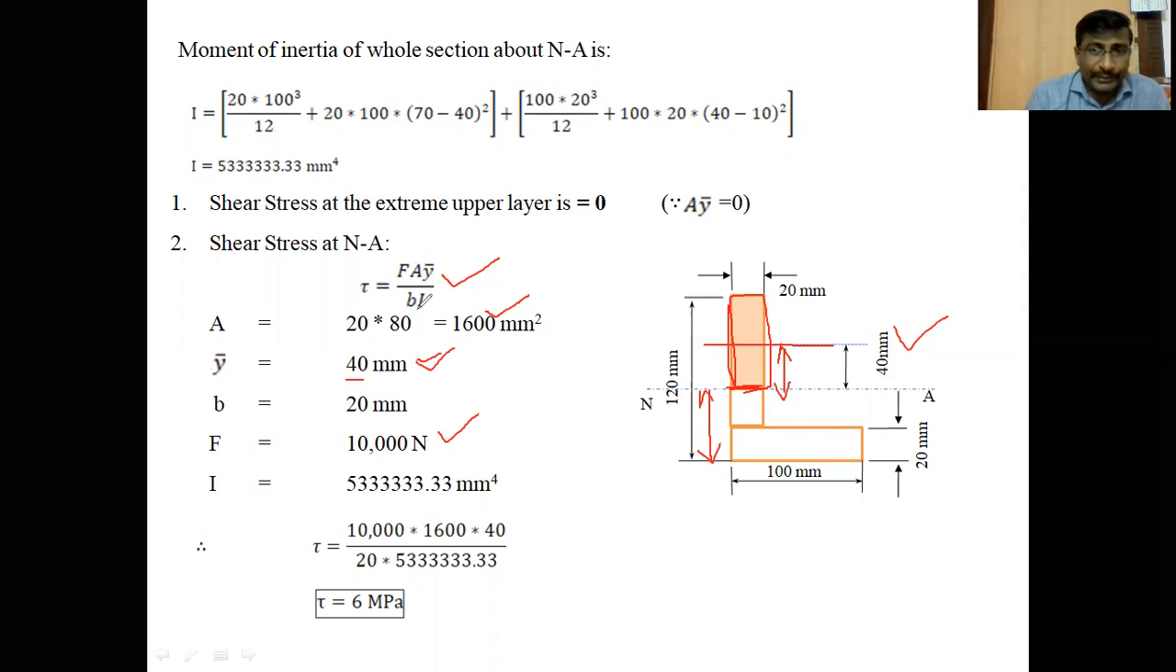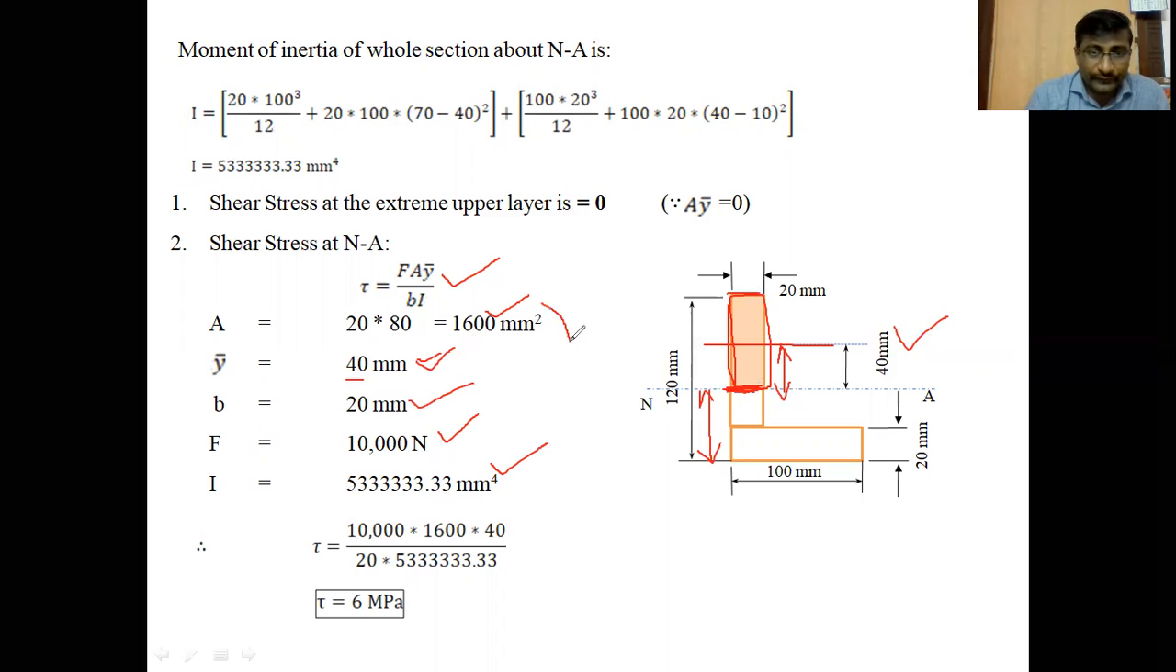Dear students, B is the breadth of the layer. What is the breadth of this layer here? Breadth of the layer is 20 mm. So B is 20 mm. I value, we already found, is 5,333.33 millimeter power 4.